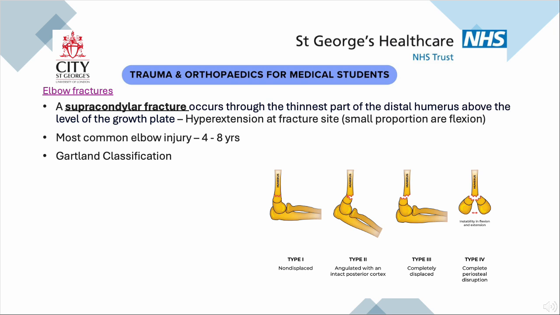And a type 1 is undisplaced. A type 2 has some mild angulation, and if we think about our anterior humeral line in these, you can see that it doesn't pass through the capitellum, which is the distal part of the humerus. These tend to have an intact posterior cortex, and we can treat these with just a little bit of flexion in a plaster cast. The type 3s tend to be completely displaced and need surgery, and type 4s you really diagnose at the time of surgery, and they're very, very unstable, and the periosteum has been completely disrupted.